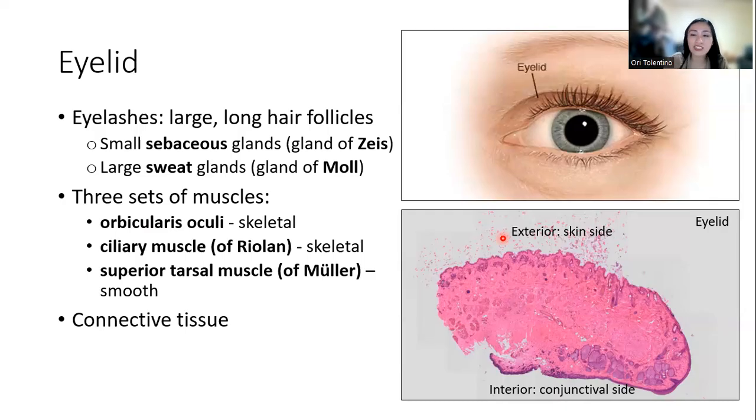Usually, we can only see the big orbicularis oculi in our slides, and the other two muscles are very small or hard to identify. There is also an abundance of connective tissue other than your tarsal plate. There is a lot of connective tissue around here.